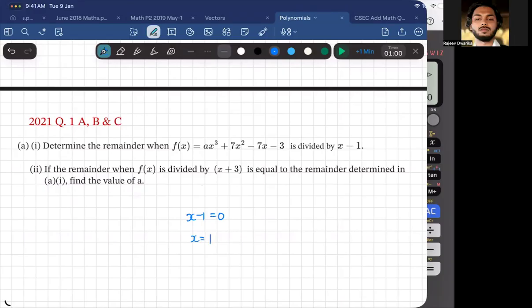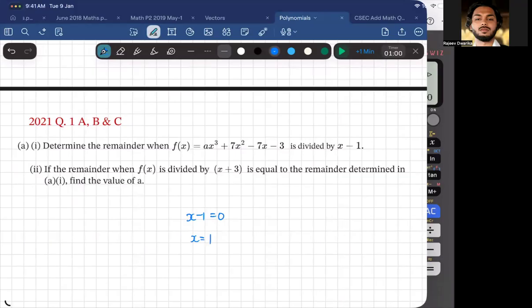Another way to do the question: what would you have to minus from 1 to get 0? What minus 1 is 0? 1 minus 1. Yeah, so x is 1. That's an easy way to do it. Right? So x is equal to 1.